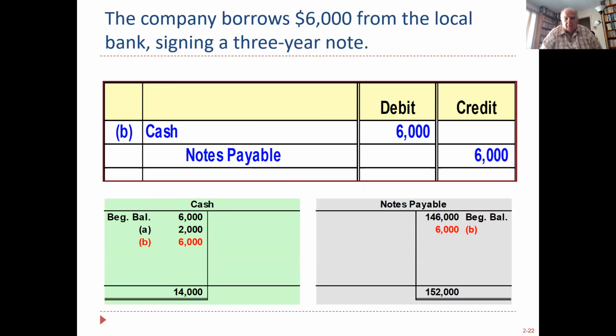Let's take a look here. We borrowed $6,000. We prepare this journal entry. Let's see. We go through our thinking process. We borrowed money.